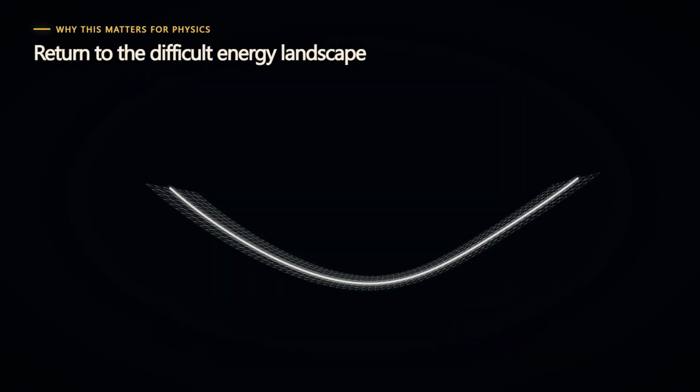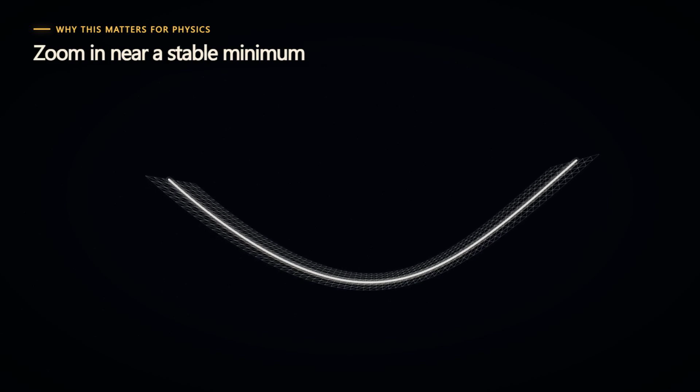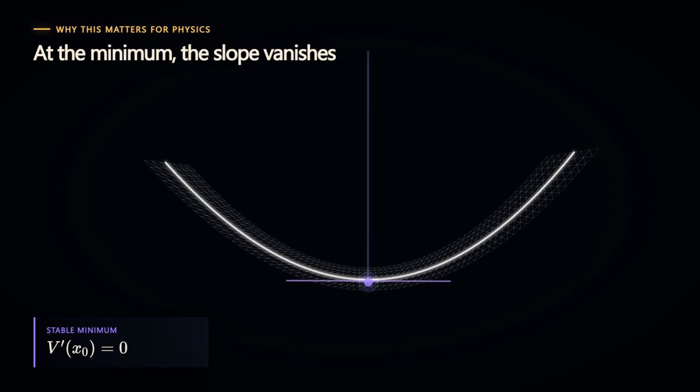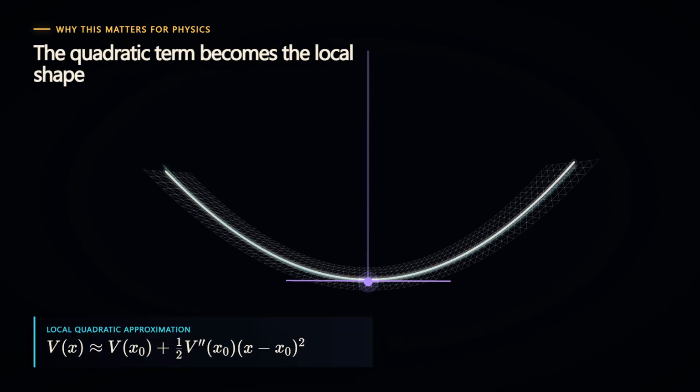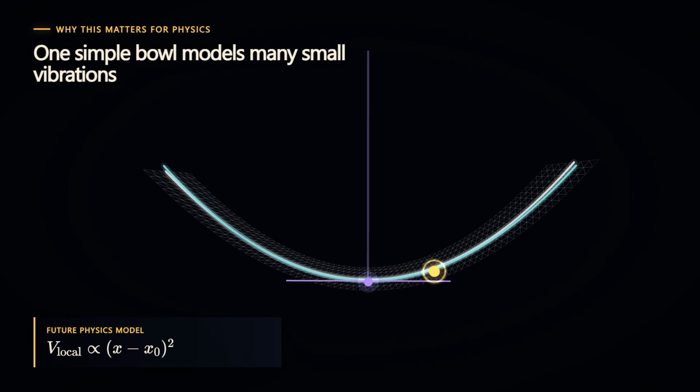Now return to the energy landscape and zoom into its minimum. At the bottom, the horizontal tangent means the first derivative vanishes. The constant shifts energy. The leading shape is quadratic, 1/2 V double prime times x minus x0 squared. Curve and bowl become indistinguishable. That bowl is the harmonic-oscillator model, a gateway to vibrations and quantum mechanics.